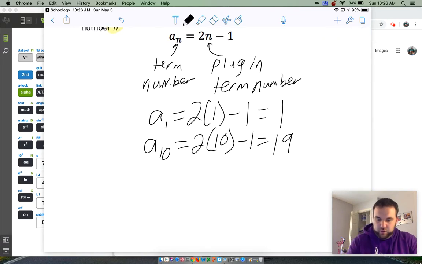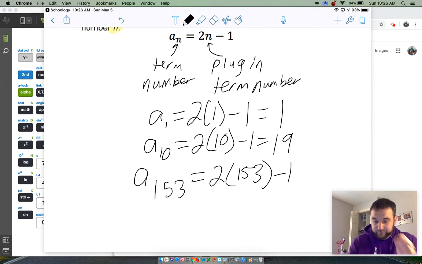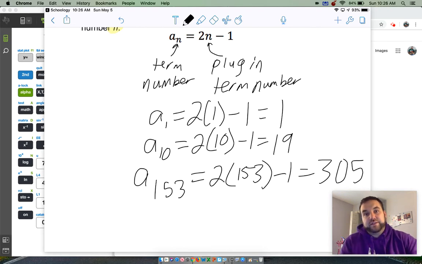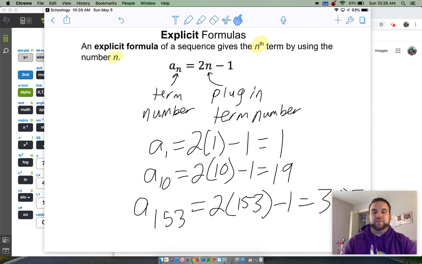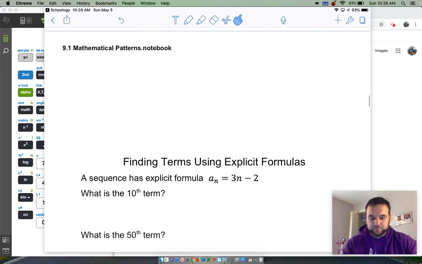And again, you can jump all over the place. If I want to know what's the 153rd term, I just plug in 2 times 153 and then take away 1. So this is really powerful because it allows us to jump to wherever in the sequence that we want without having to list 1, 3, 5, 7, 9, and so on and so forth. So that's an explicit formula. It gives you the nth term by actually plugging in the number that you're looking for.